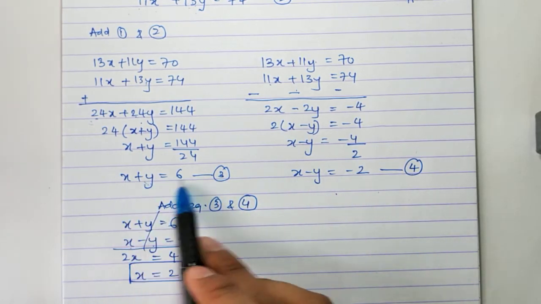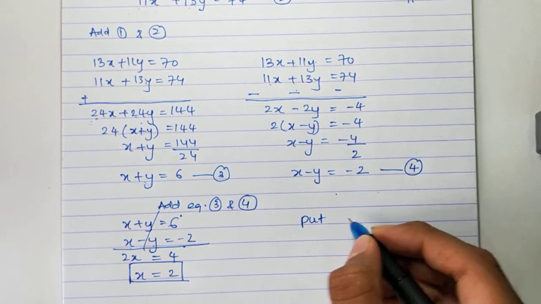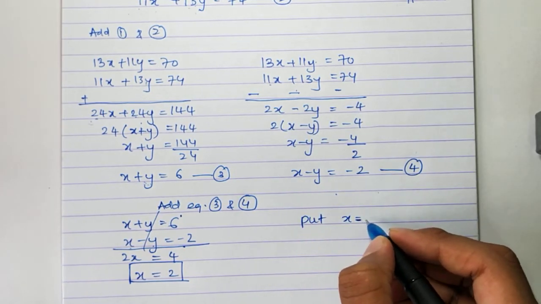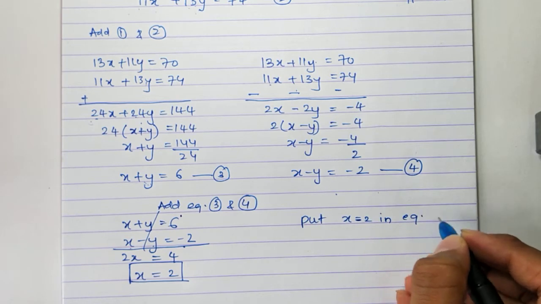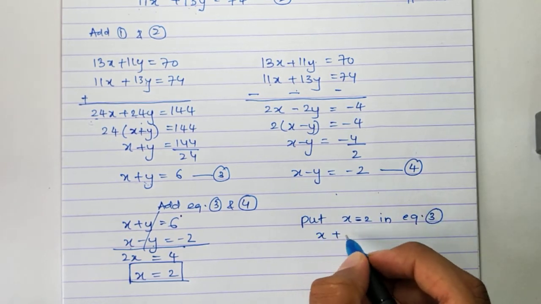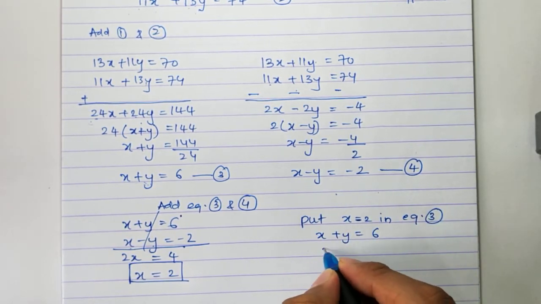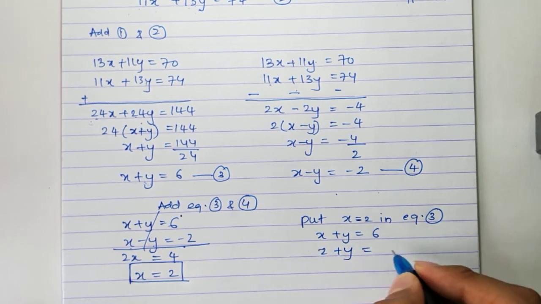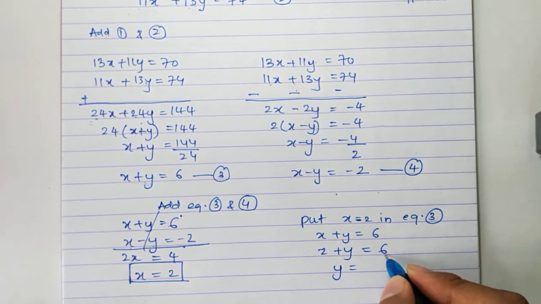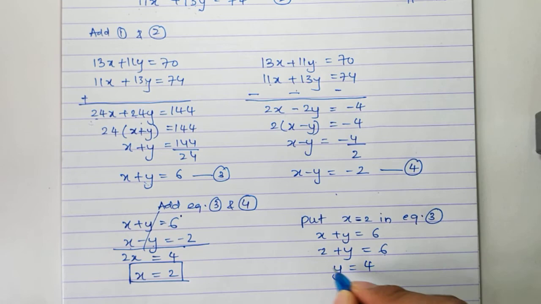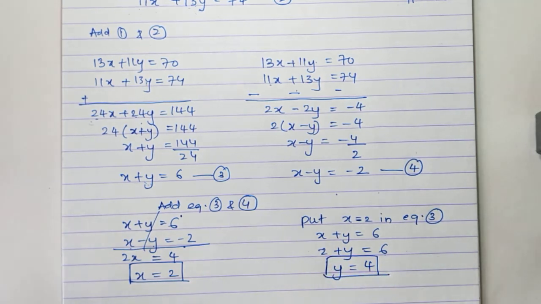Let's say you use this equation. Put x equals 2 in equation 3. Equation 3 is x plus y equals 6. That means 2 plus y equals 6. So y is 6 minus 2, that is 4. This is the way we find the values of x and y.